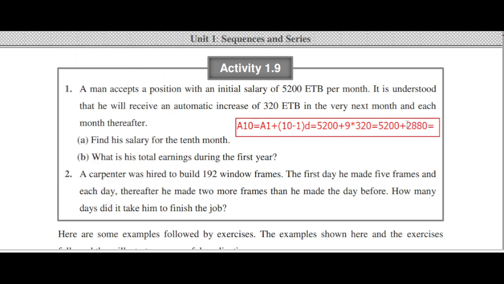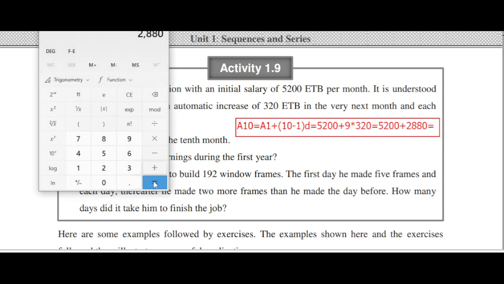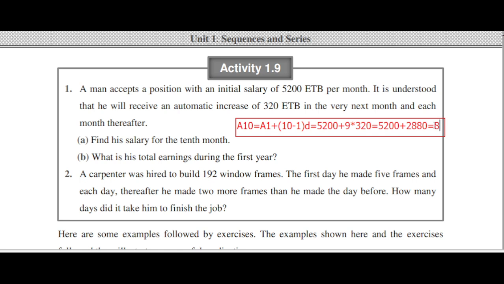Now let's add this: 5,200 plus 2,880, which is equal to 8,080. 8,080 will be the salary for the 10th month.